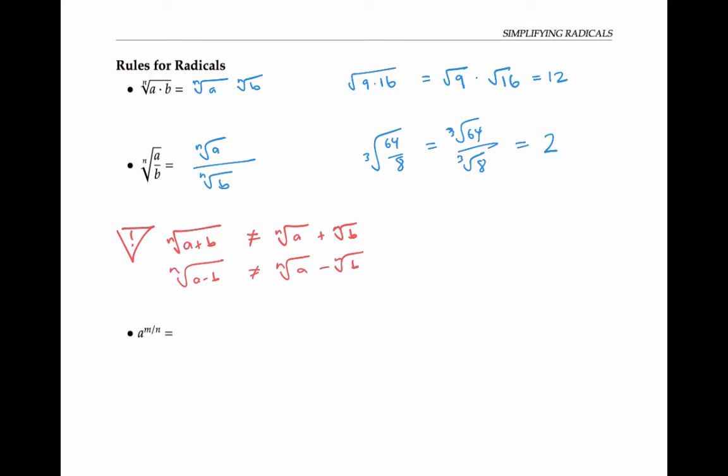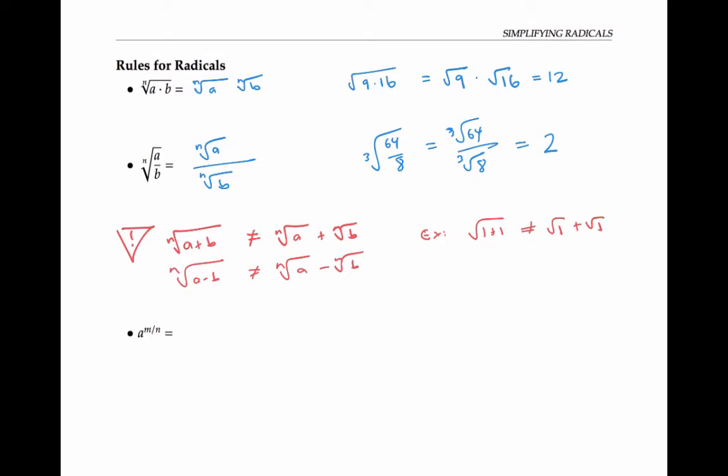If you're ever in doubt, you can always check with simple examples. For example, the square root of 1 plus 1 is not the same thing as the square root of 1 plus the square root of 1. The right side evaluates to 1 plus 1, or 2, and the left side is the square root of 2, an irrational number.